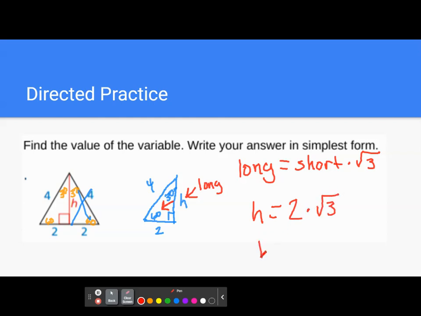Luke, what's 2 times the square root of 3? 3.4. We don't want to do decimals. It says in simplest form, which means exact. 2 times the square root of 3. And there you go. Okay. Now what questions do you have for me?